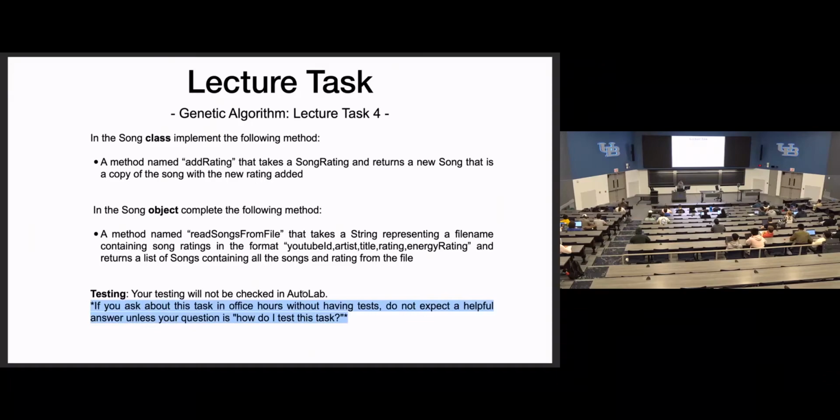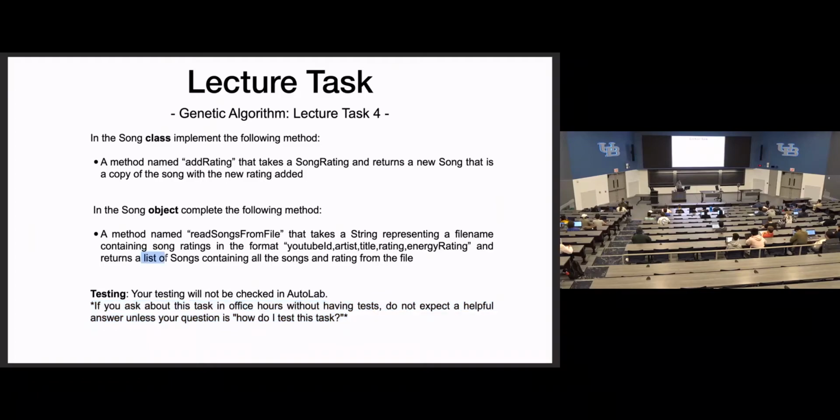If you ask me how to test this thing, don't test on the entire file. There's a file of songs, song ratings in the repo. Don't test on that entire file. Take like 5 to 10 lines out of that file, create a separate file, and then use that as a testing file.